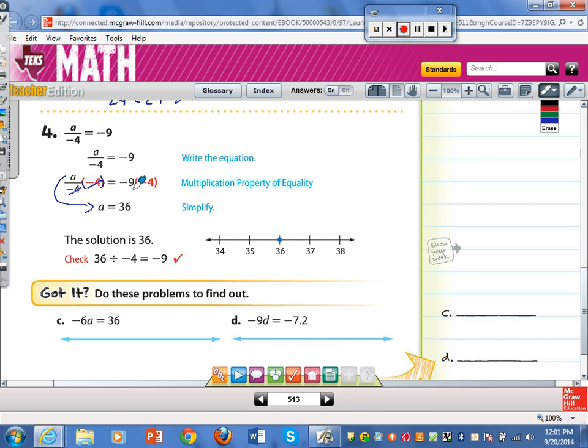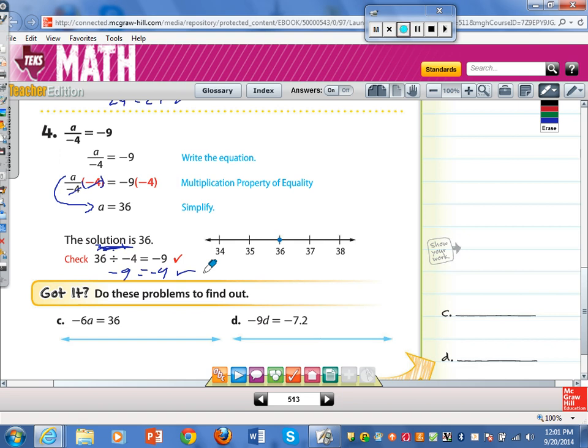And now you perform the operation. A negative times a negative gives you a positive. 9 times 4 is 36. So your solution for a is 36. Now to check it, you would substitute once again, right? Here it's 36 divided by -4 is -9, and that equals -9, and you have another true statement.